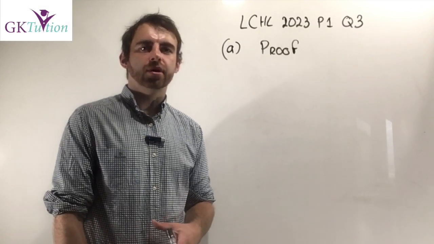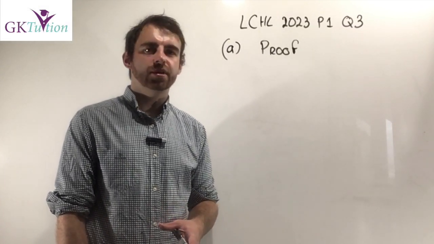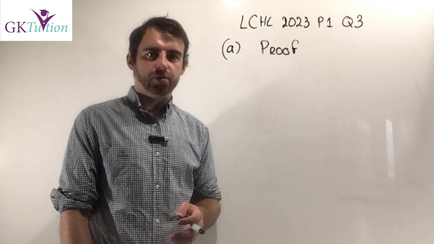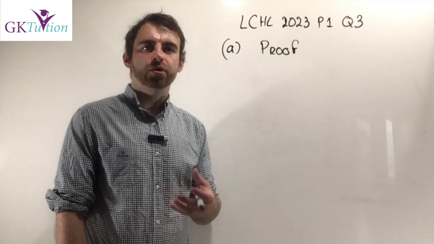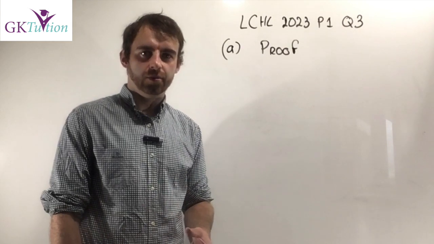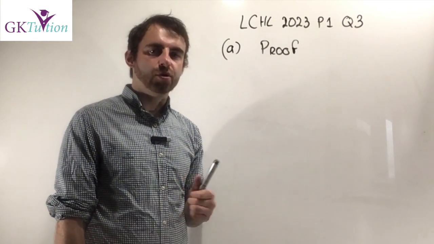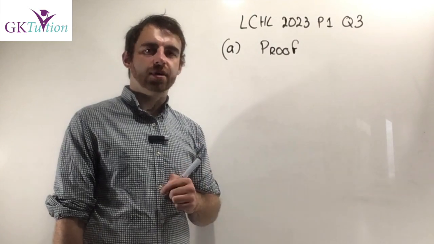In this tutorial, we're looking at LCHL Higher Level 2023, Paper 1, Question 3. In the first part of this question, you're asked to prove that root 2 is not a rational number. This is one of our proofs from Paper 1, so I'm linking you the tutorial from the course and you can have a look now.